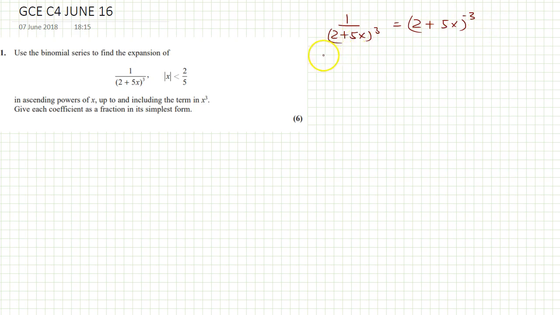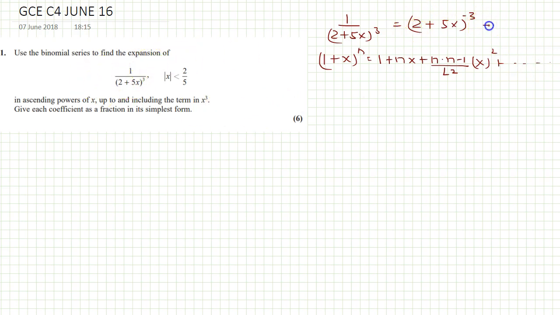It's always good to use the formula (1 plus x) to the power n. So this formula is 1 plus nx plus n(n minus 1) over factorial 2 x to the power 2 plus... It's a simple formula, so we are going to use it here.